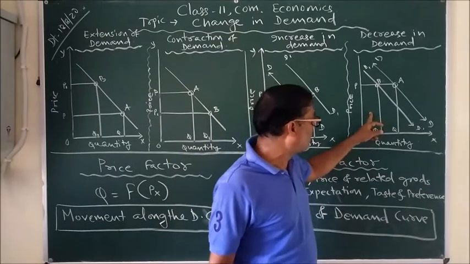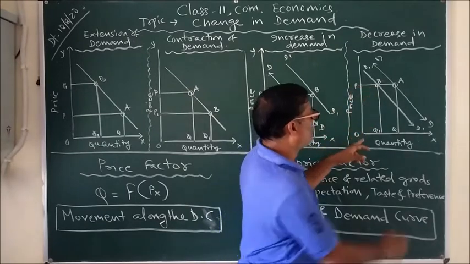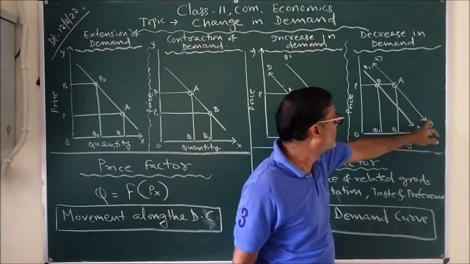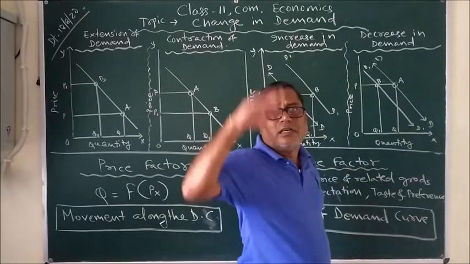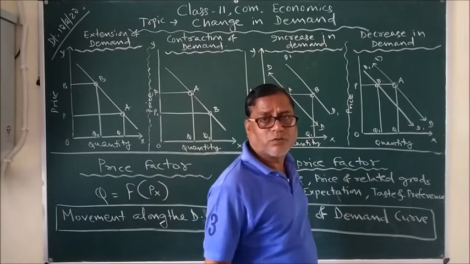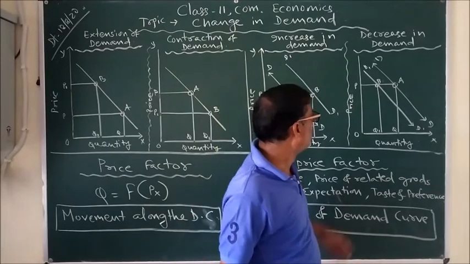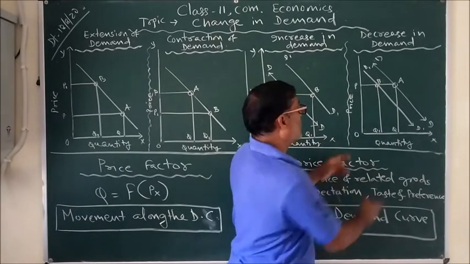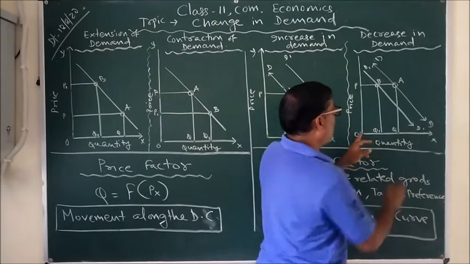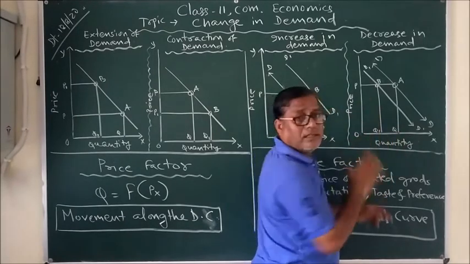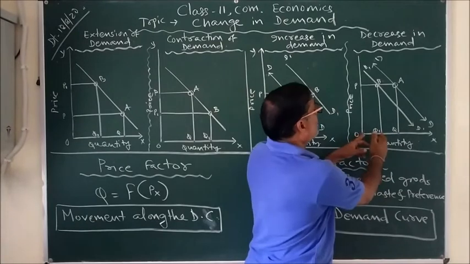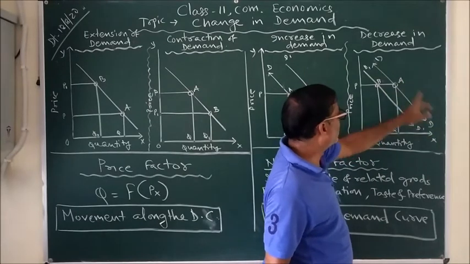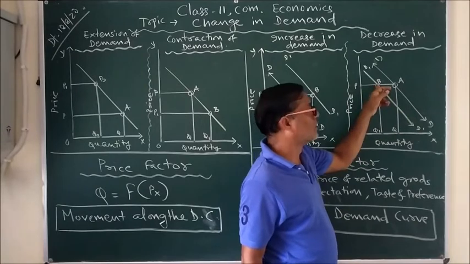And come to this second case. The original price is OP and the original quantity demanded is OQ, and the consumer is operating at point A on demand curve DD. Now what happened? The income of the consumer decreased. As a result, at the same price, the consumer will be able to purchase less quantity of that good. At the lower income, the consumer is able to purchase only OQ1, and in this way the consumer is shifting from DD to D1, and now operating at point B.